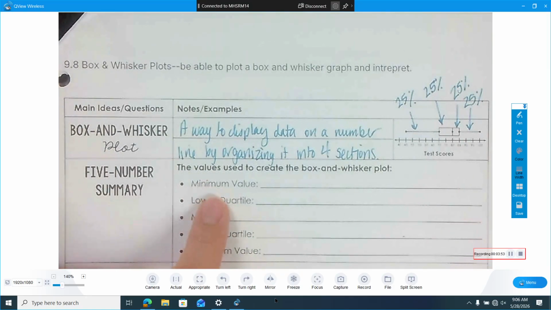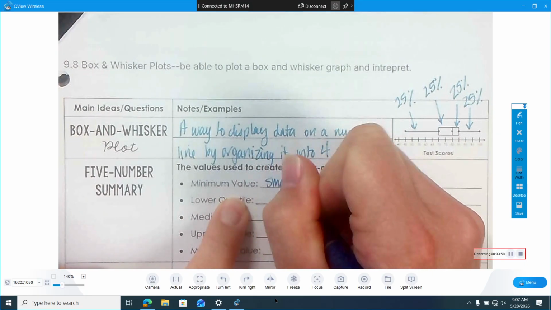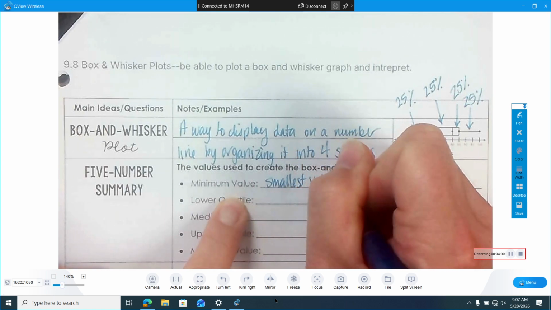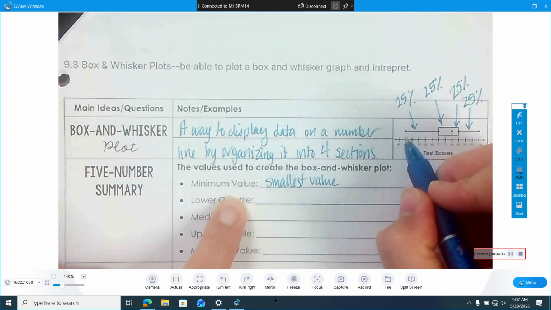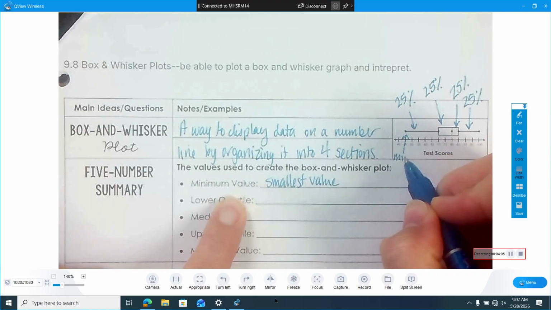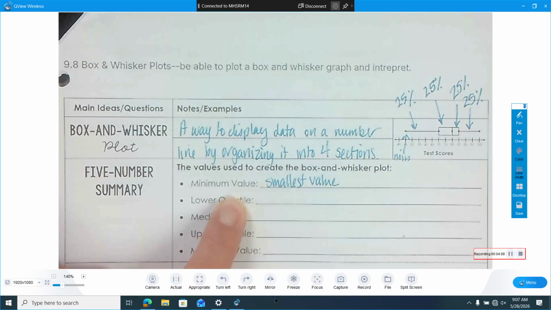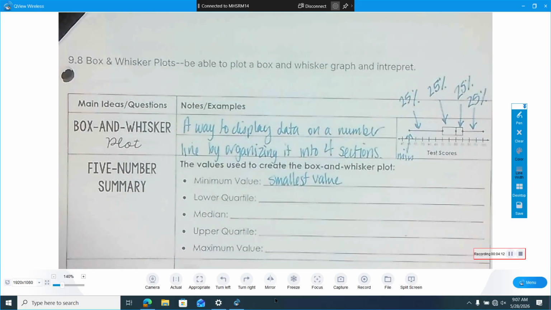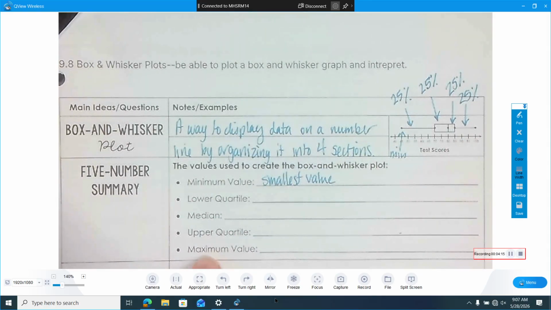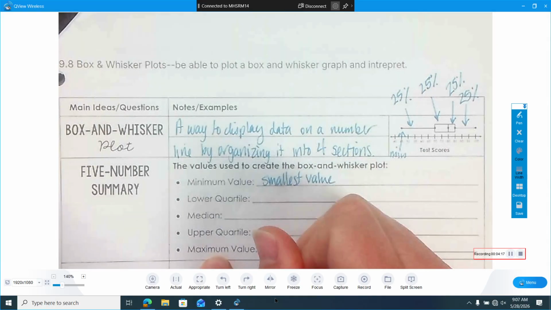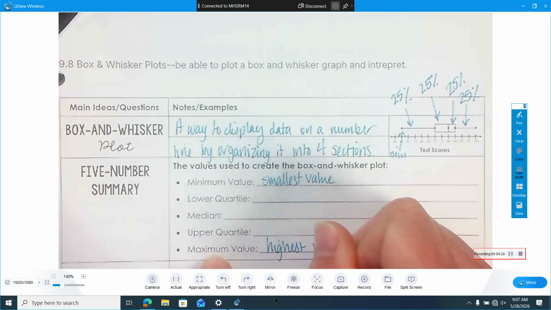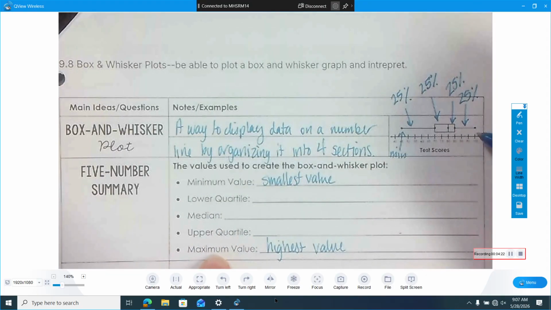So the values used to create the box and whisker plot. We have the minimum value, which is, of course, the smallest value. So we plot the minimum, and you can see the minimum right here on the graph. That is the minimum value, the lowest score on the box and whisker plot. It has a maximum value, which, can you guess? Yeah, it's the highest value. All right. And it's on the box and whisker plot right here. That's the highest. All right.